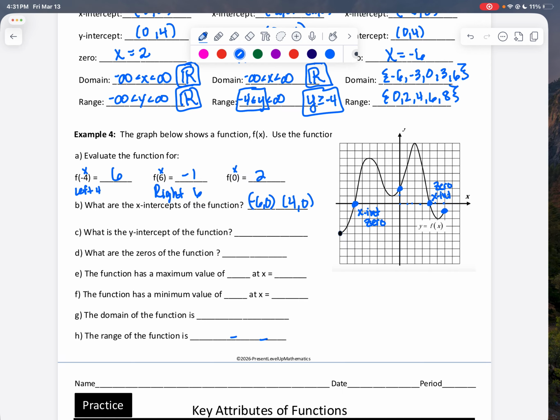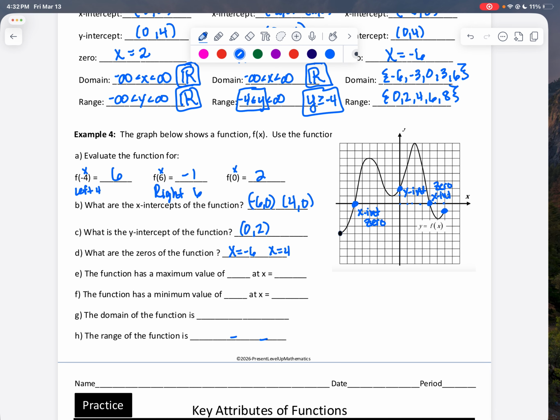All right. Now, once we know our x-intercepts, we can answer part D. What are the zeros of the function? X equals -6. X equals 4. All right. Part C. What is the y-intercept of the function? Where does the function touch the y-axis? So here is our y-intercept, if you want to label that. That touches the y-axis at 0, 2.